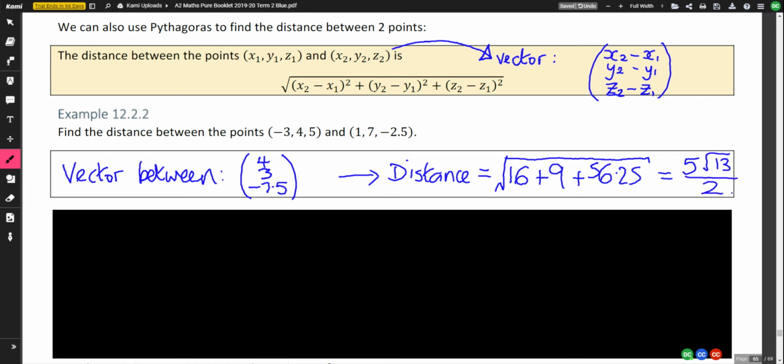In pure maths, it's best to leave answers exact where we can, so I'm leaving that as a surd, not turning it into a rounded decimal.